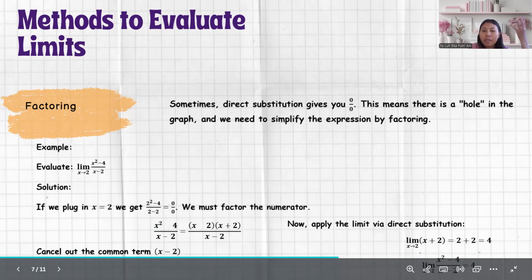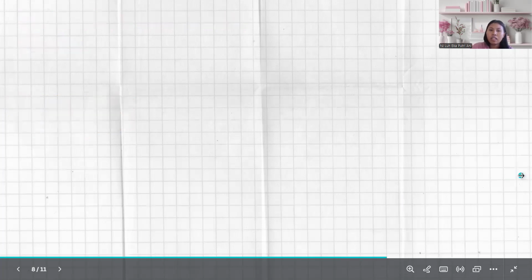Now apply the limit via direct substitution. So we get the limit of x plus 2 as x approaches 2 is equal to 2 plus 2, and we get 4. Okay, so the limit of x squared minus 4 over x minus 2 as x approaches 2 is equal to 4.